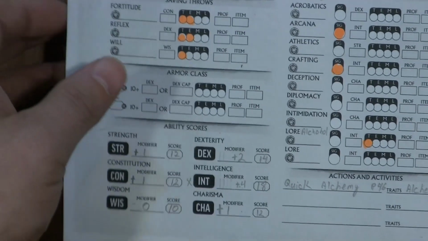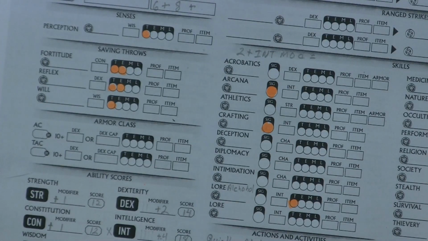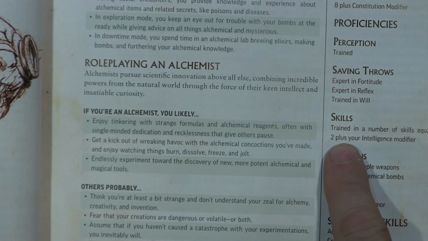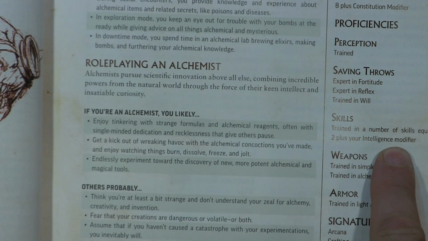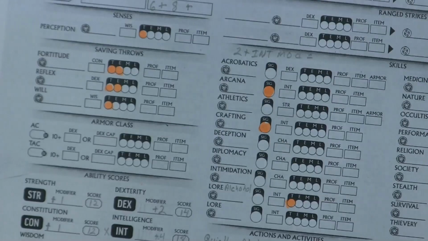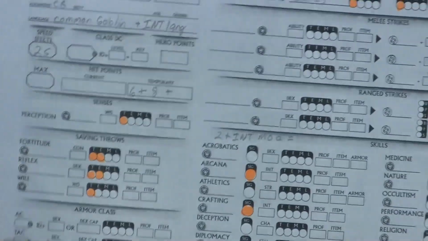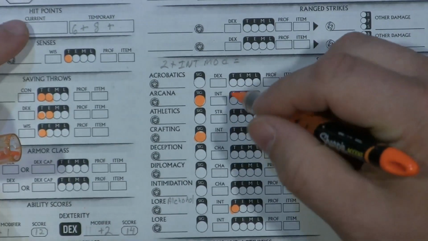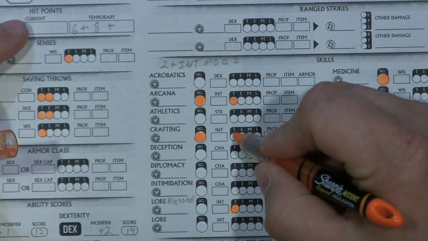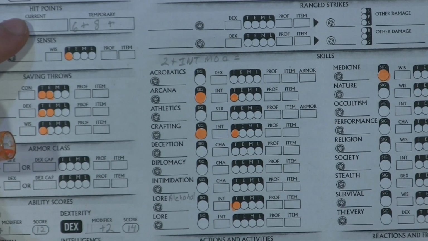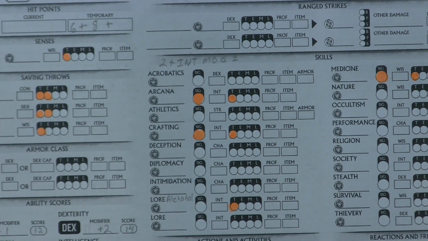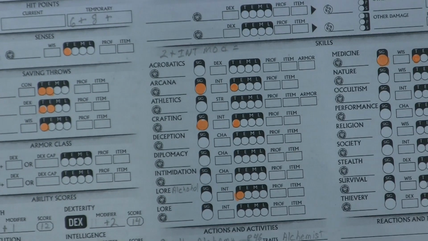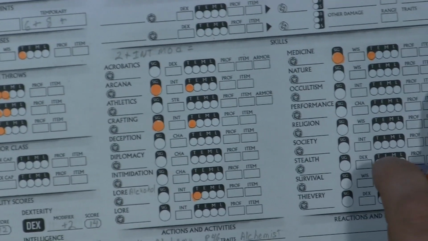All right, now I'm going to go ahead. If you remember correctly, the Alchemist has, where is it? I didn't select my skills that I'm trained in. So, proficiencies, he's trained in a number of skills equal to 2 plus the intelligence modifier. So I'm going to go ahead and select my 6 skills now, because his modifier is 4 for intelligence, right? And we're going to make it easy. We're going to take everything that he's got his signature in. And that is 3.